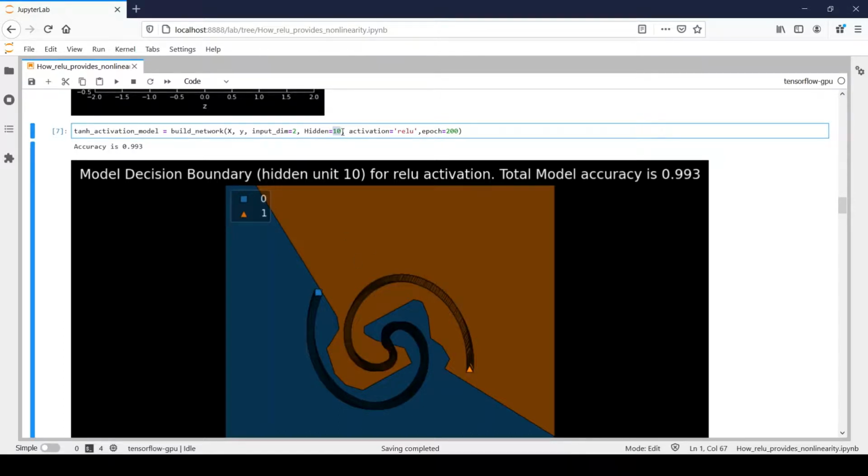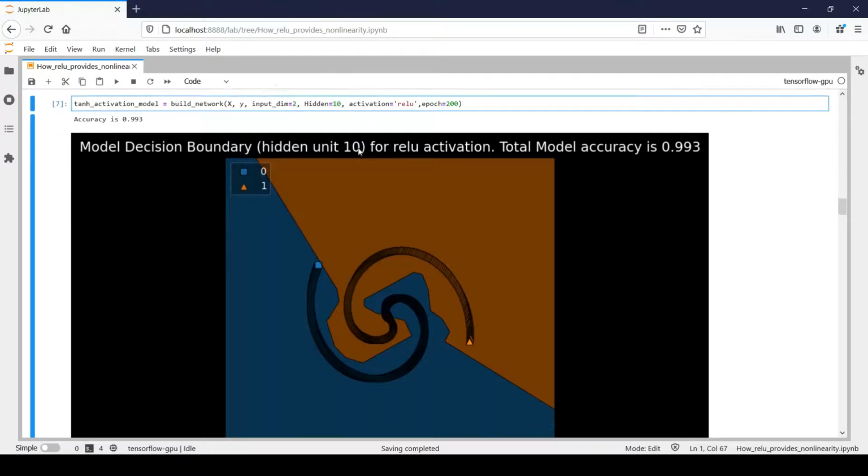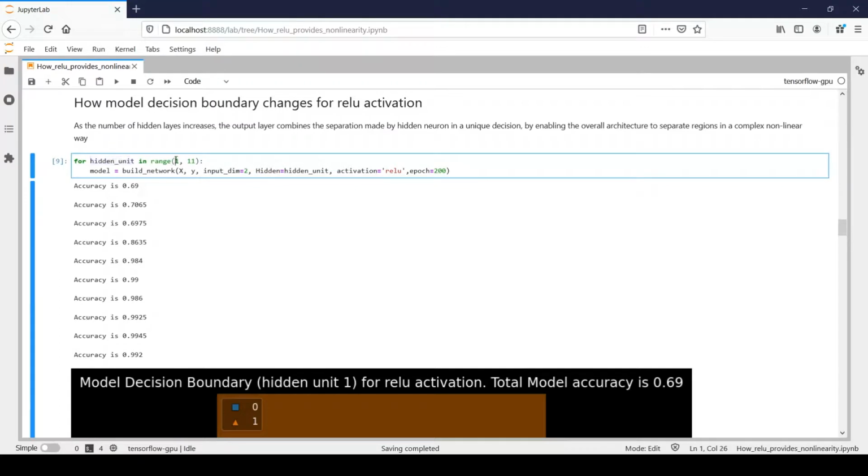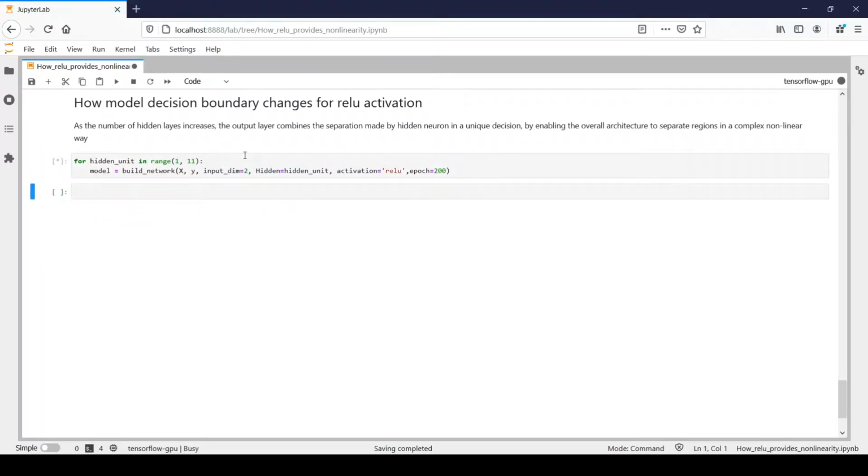Now what I will do is train different neural networks, but this time I will be passing different values for my hidden neurons, and then we'll analyze how the decision boundary changes based on the number of neurons within your hidden layer. So here I have defined the hidden units between 1 and 11, right? It will produce different model accuracy and different model boundaries. So we'll simply run this cell, and after that we'll analyze the output.